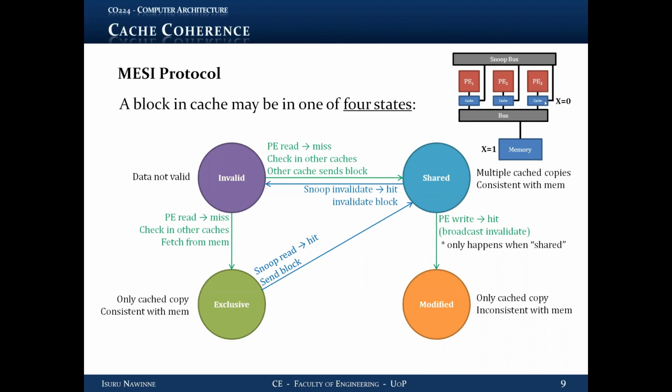Processor 3 did a write. Its cached copy went from shared to modified, and it broadcast the invalidate signal. Cache 1's copy was changed from shared to invalid, right? Okay.